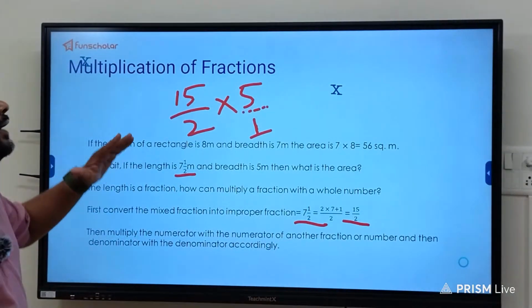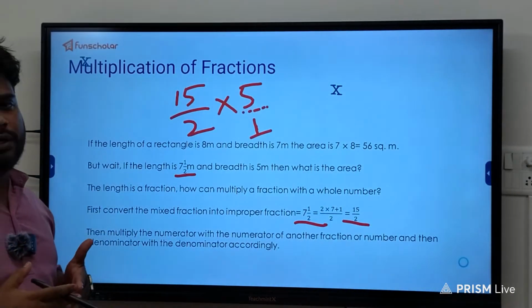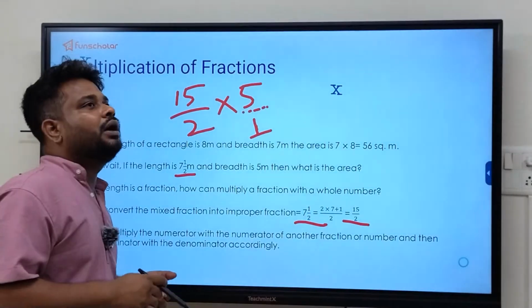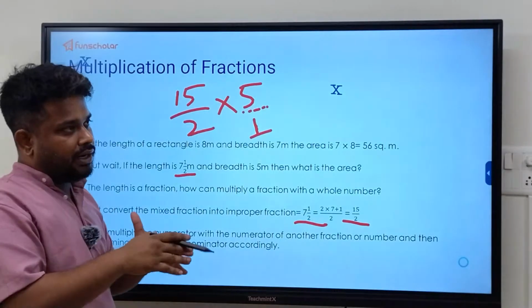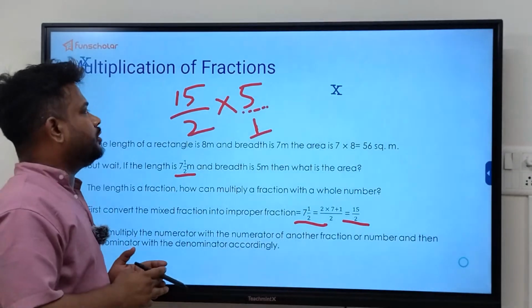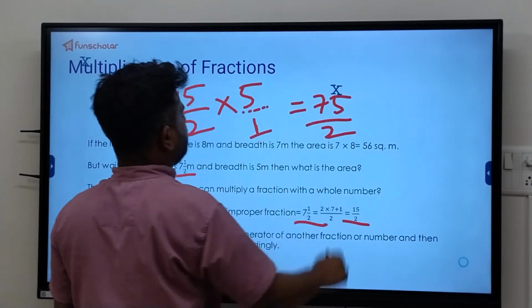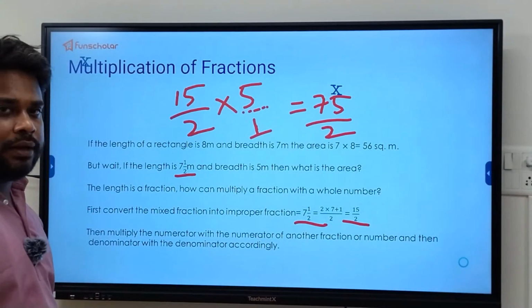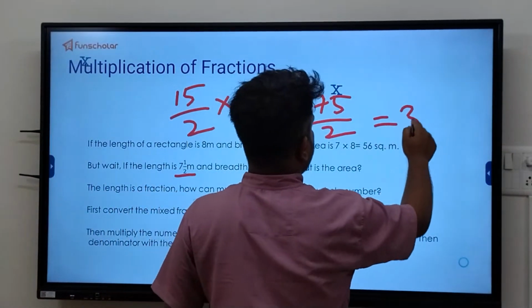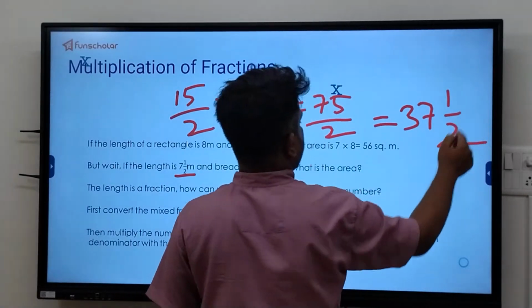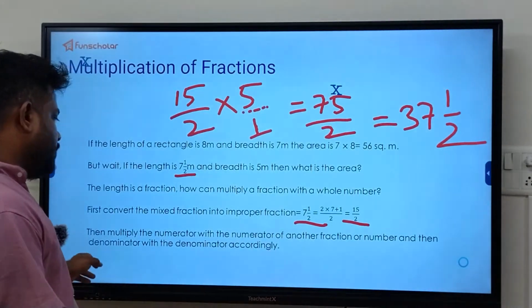We already know that for every whole number we can think that 1 is the denominator, or it can be turned into a rational number by taking an imaginary 1 in the denominator position. So 15 into 5 will be 75, and 2 will be the denominator. Okay, this can also be turned into a mixed fraction as well. Okay, let's go to the next one.